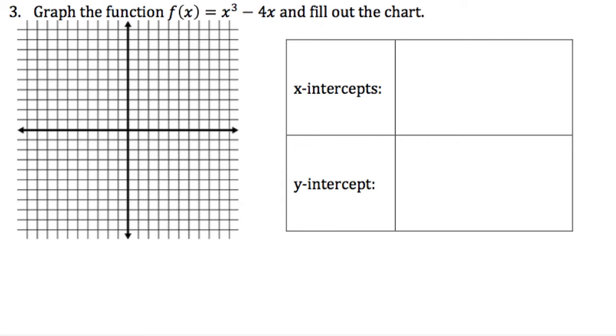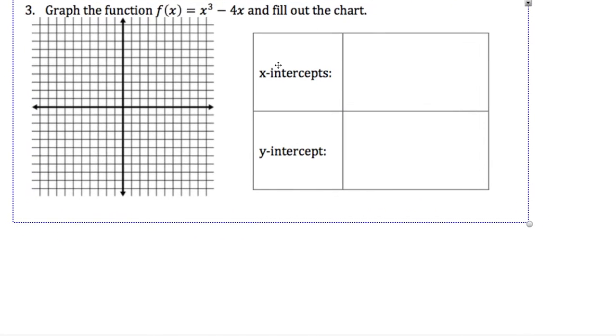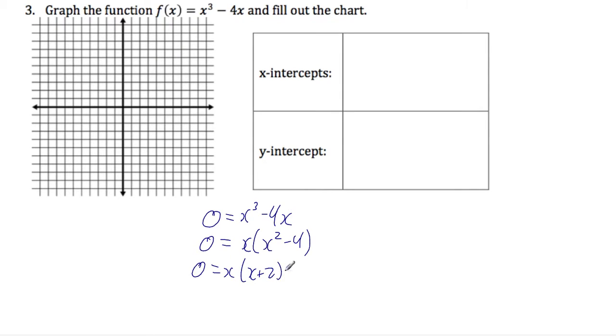Right, so for this one, again, same deal. We want to find the x-intercepts and the y-intercepts. So this is really just an exercise in factoring. So we set y equal to 0. We make y 0 in order to find the x values, the x-intercepts, the zeros. Greatest common factor here is x, so we get x squared minus 4. So we get 0 equals x times x plus 2 times x minus 2 because this is a difference of two squares.